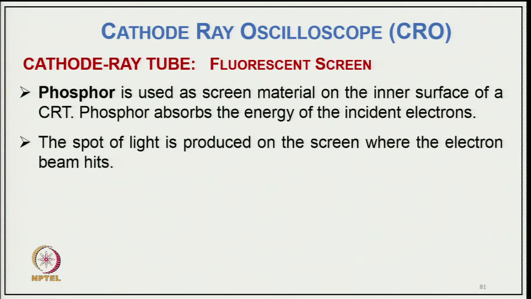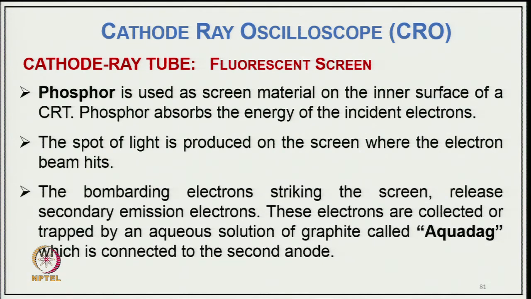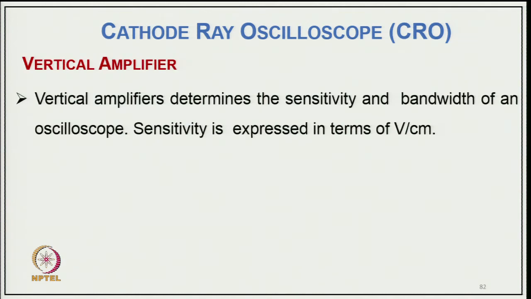Then the spot of light is produced on the screen when the electron beam hits it, and the bombarding electron striking the screen releases secondary emission electrons. These electrons are collected by a conductive coating of graphite called aquadag, which is connected to the second anode. Now, coming to the vertical amplifier: the vertical amplifier determines the sensitivity and bandwidth of the oscilloscope.